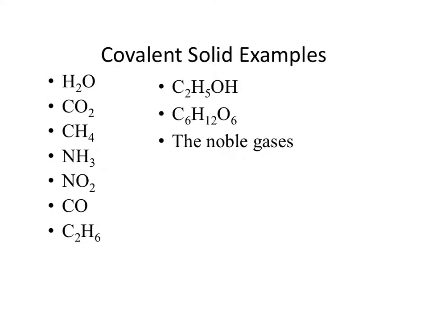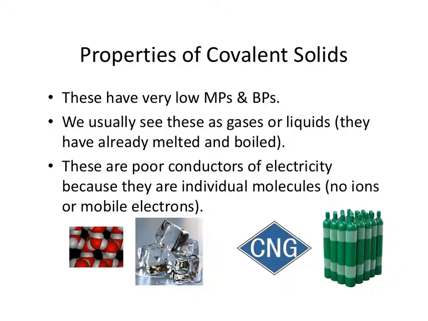Here are some examples of covalent solids. Hopefully you already knew this. It's just a bunch of nonmetals, right? So what are the properties of covalent solids? Well, they have very low melting points and boiling points. They're usually gases and liquids at room temperature, which means they've already melted and boiled.